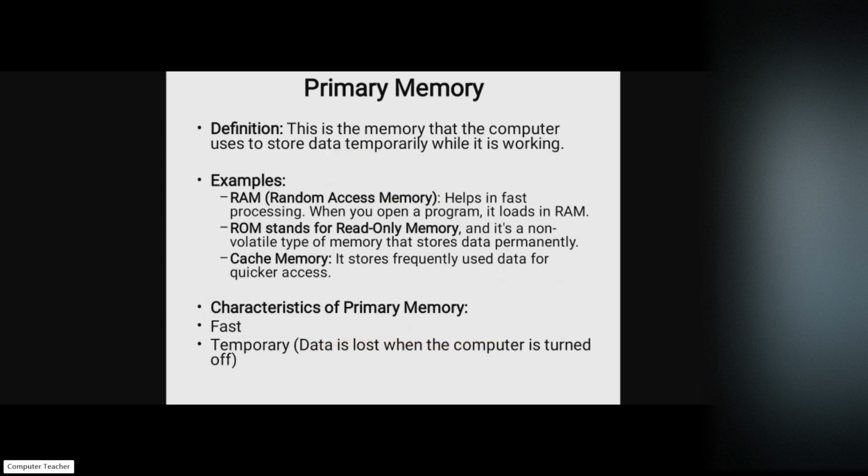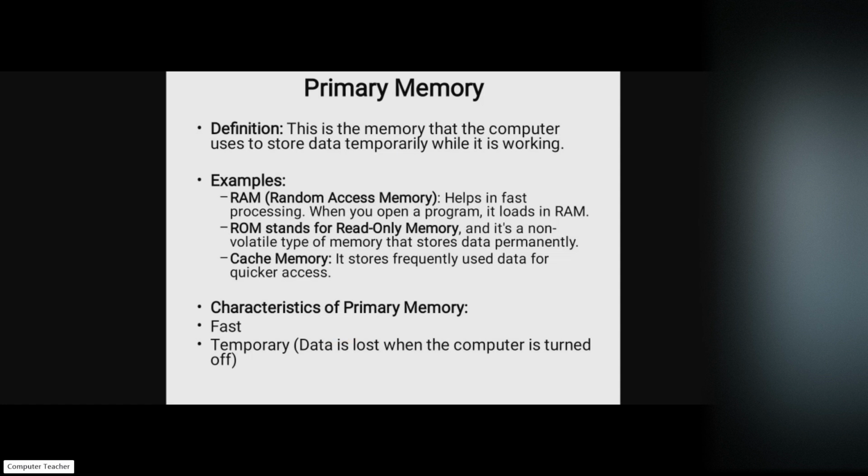First one, primary memory. Primary memory is the memory that the computer uses to store data temporarily while it is working. If I am doing a program, I need values of A, B for that program, only till the end of that program. I don't want them for my lifetime or years later. Only for 3 or 4 days I am going to use those steps, so that is temporary storage. That is the primary memory.